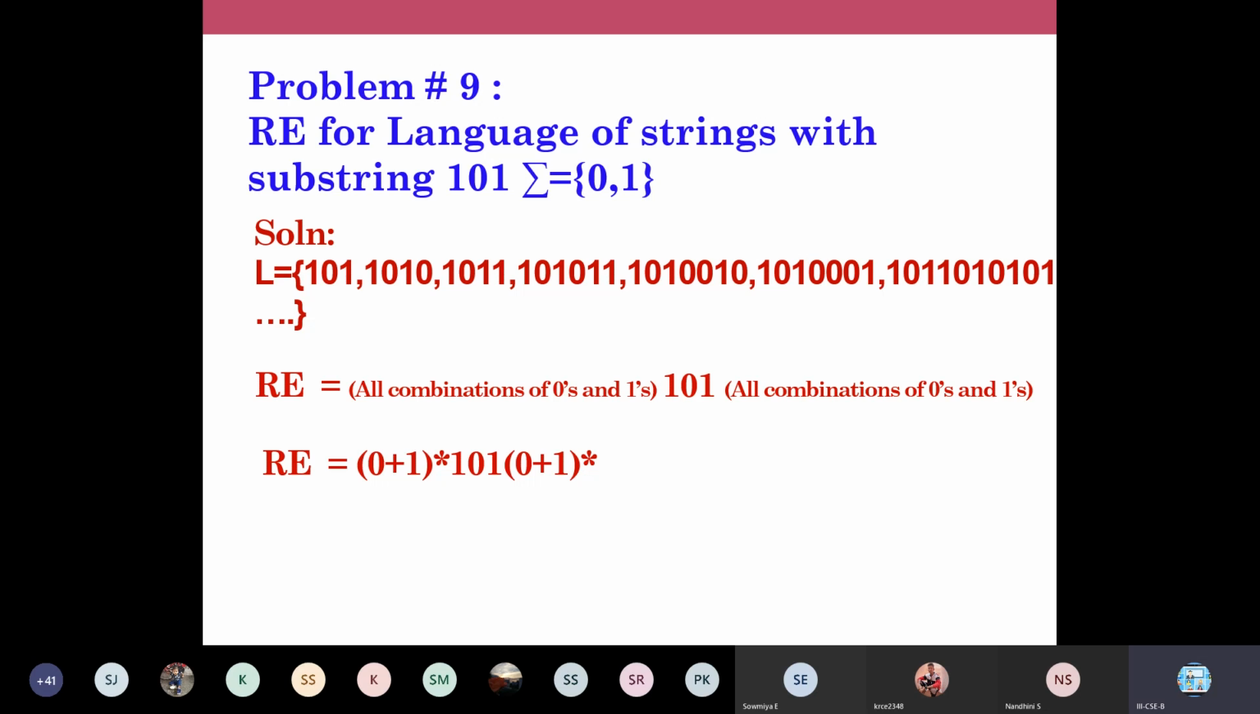For problems with substring, you will have all combinations on either end of that pattern. On both ends of the pattern, you will have all combinations. So you will have (0+1)* in the beginning and also (0+1)* at the end.